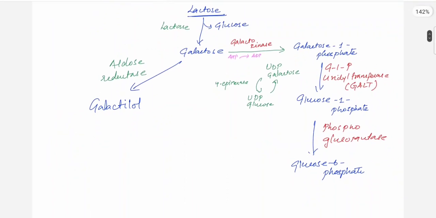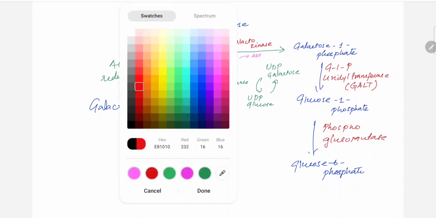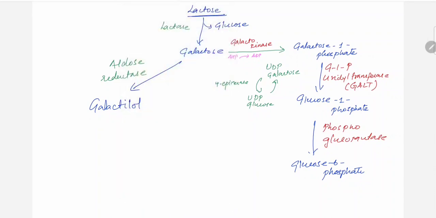Coming to the clinical significance, from this we can determine the deficiency of the enzyme lactase, right? So this lactase deficiency can cause lactose intolerance. This lactose intolerance can be primary or secondary. In primary cases it's always congenital, and in secondary cases it's acquired.